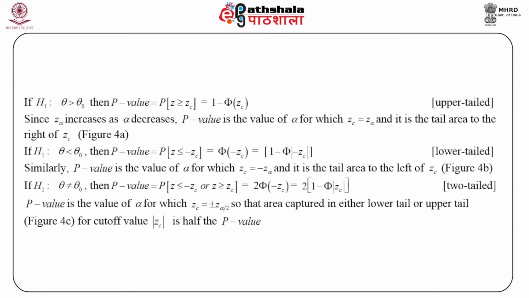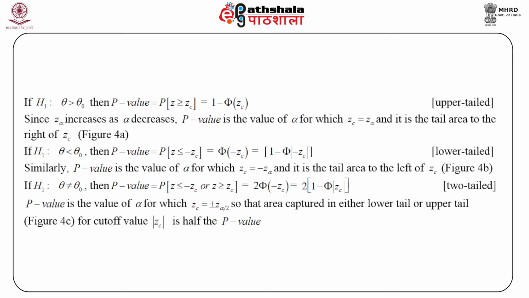Now, if H1 is theta less than theta 0, then the p-value can be written as P(Z less than or equal to ZC), which would be equal to phi(ZC), which is again equal to 1 minus phi of modulus minus ZC, which is a lower-tailed value. Similarly, the p-value is the value of alpha for which ZC is equal to minus Z alpha, and it is the tail area to the left of ZC, which is figure 4b.